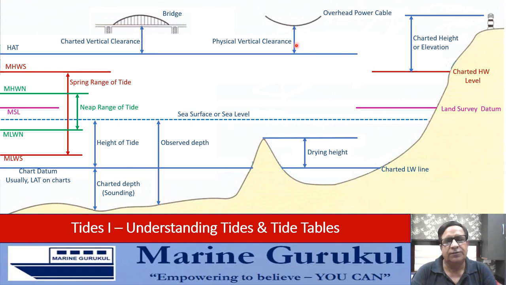Now, as far as power cables are concerned, depending on the voltage of the power cable, the vessels may require some additional clearance, and may not be just interested in the physical vertical clearance. There may be some requirement of additional clearance because of the current or the voltage that the cable carries. In that case, we could have another term called safe vertical clearance. So you can see HAT is used for measuring the vertical clearances.